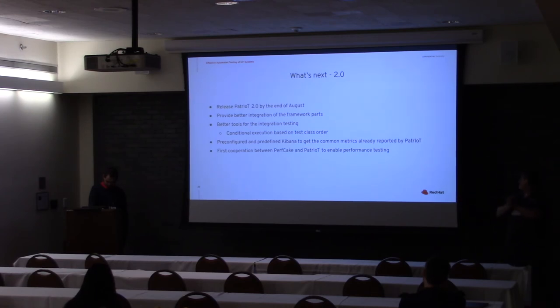Next thing, provide better integration of the framework parts. Right now, it works together, but we don't have any support for simple usage. So yeah, you can use the network simulator and the JUnit extensions and the data generator, but right now they basically don't know about themselves. We want to add some layer of abstraction over it in order to make it work more together.